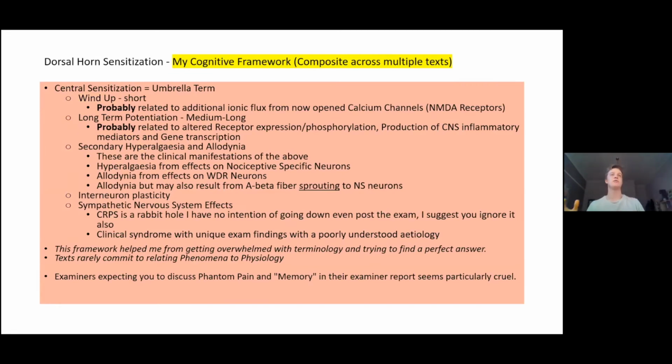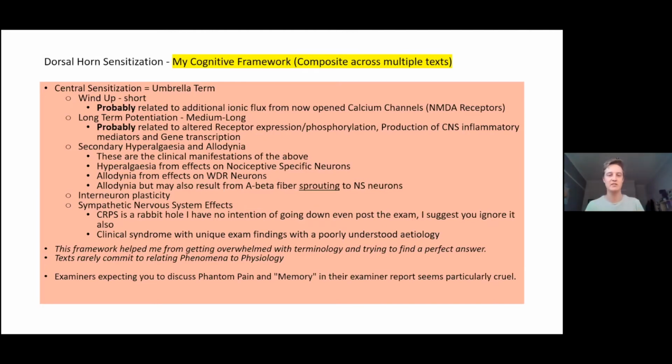So this is my cognitive framework for how I was able to come to terms with this absolute shit show of chronic pain physiology. In my mind, central sensitization is the big umbrella banner. Underneath it, you've got wind-up, which is the shortest manifestation. Lots of input leads to increasing output. Long-term potentiation is basically the same thing, but it occurs with longer input and then the effects stay for a longer period of time. Secondary hyperalgesia and allodynia are what you clinically observe in your patients because of wind-up and long-term potentiation.